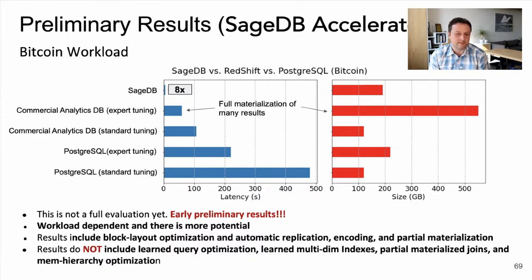The results here still don't include the learned query optimizer. There are no learned multidimensional indexes. There are no partial materialized joins, a whole bunch of optimizations that we haven't done yet for this result. At the same time, I also just want to emphasize again, these are very early preliminary results. There are a whole bunch of optimizations we still need to do, but it gives you at least an indication of what the potential might be.